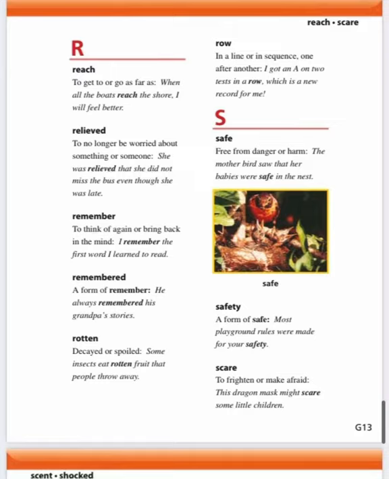Safe, free from danger or harm. The mother bird saw that her babies were safe in the nest. Safety, a form of safe. Most playground rules were made for your safety.